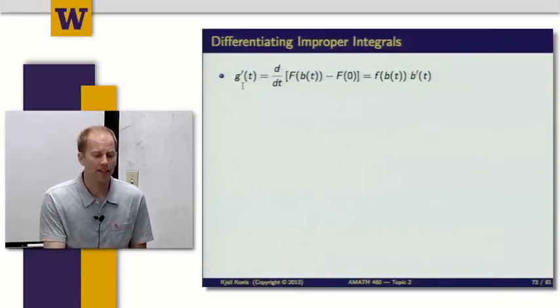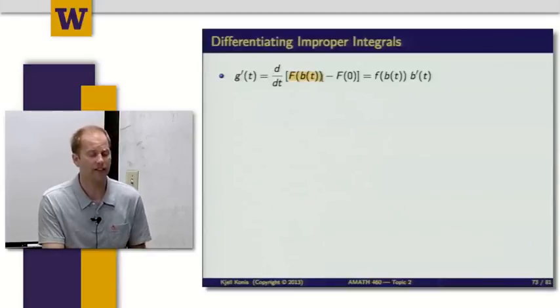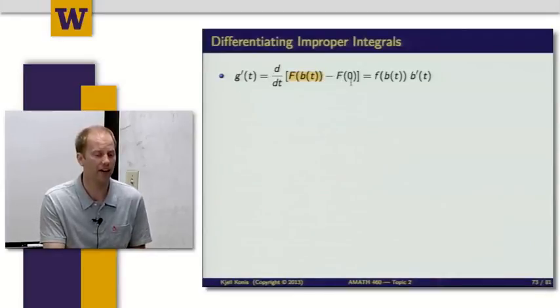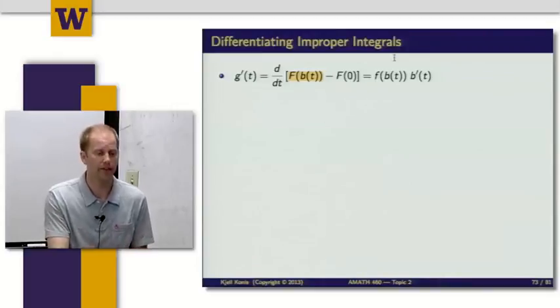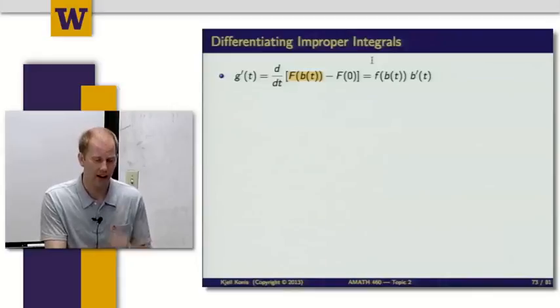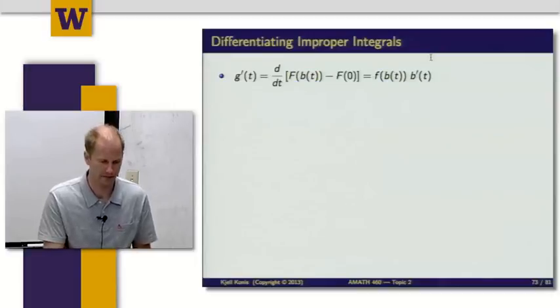So g prime of t is just going to be the derivative with respect to t of the antiderivative of f evaluated at b of t, minus the antiderivative of f evaluated at 0. And this is just the result from differentiating a definite integral. So I know that that's f of b of t times the derivative of b of t. So f of b of t times b prime of t.